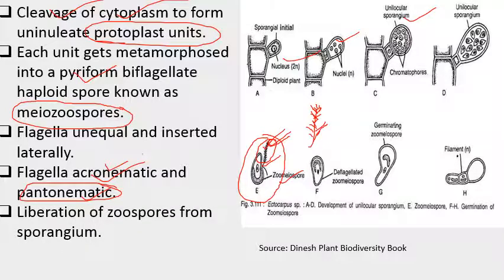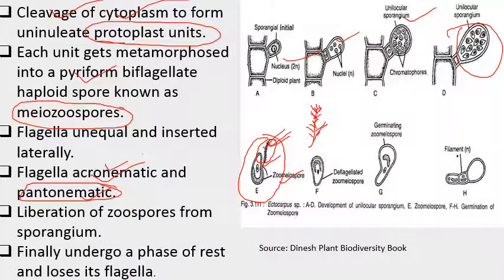Then finally, after maturity, these zoospores are liberated from this sporangium, unilocular sporangium. Then finally they undergo a phase of rest. थोड़े टाइम के लिए ये inactive हो जाएंगे and lose their flagella. They will lose their flagella.